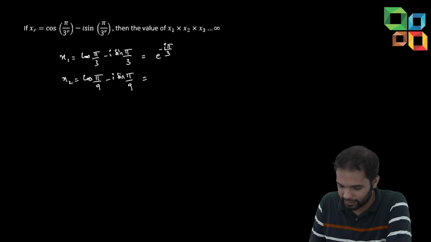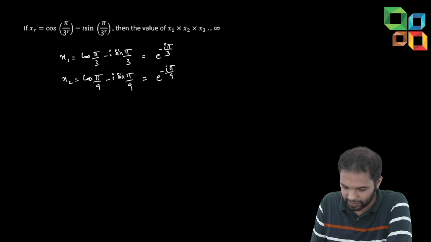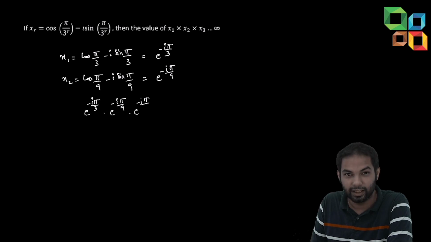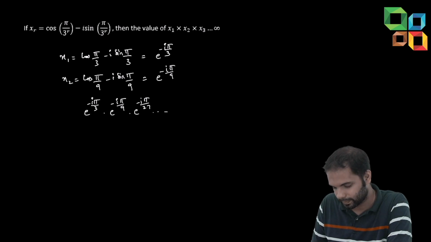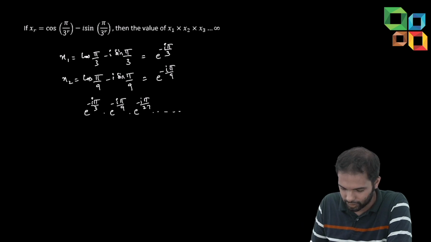Again, this is e power minus iπ by 9. I think you can guess all the terms right now. So we are just trying to find the product of e power minus iπ by 3 into e power minus iπ by 9 into e power minus iπ by 27, and so on. Now it's a product of exponential functions, right? So what do we have?